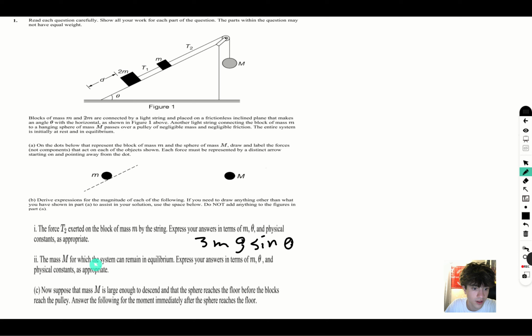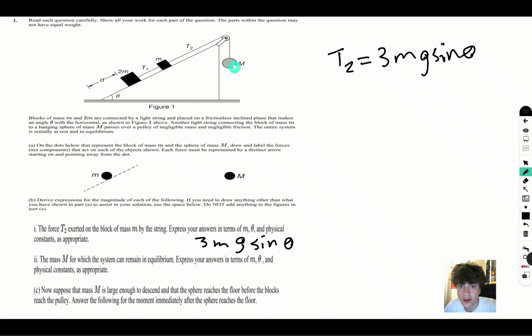Alright, the mass m for which the system can remain in equilibrium. Express your answer in terms of m, theta, and physical constants as appropriate. Alright guys, so here we have T2 is equal to 3 mg sine theta.